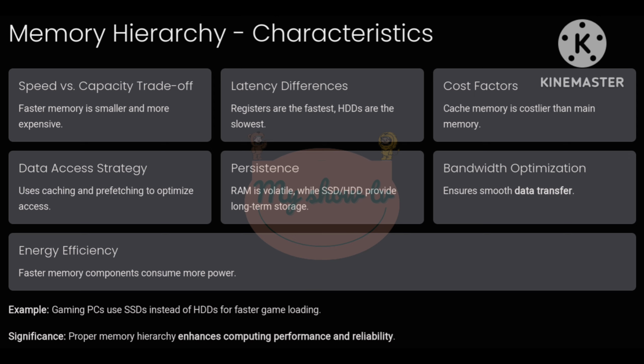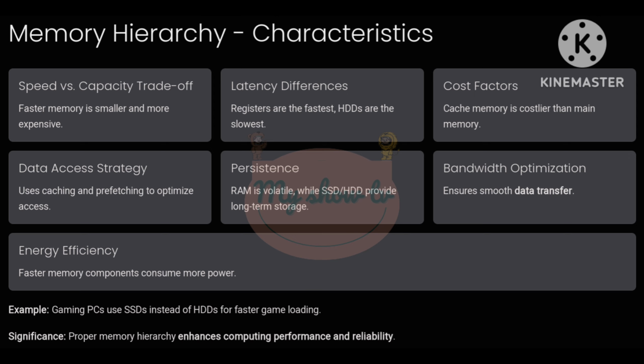Slide 2. Memory hierarchy characteristics. Each level of the memory hierarchy has unique characteristics that affect computing performance. Let's explore some of the key features. 1. Speed versus capacity trade-off. Faster memory, like cache, has lower capacity, while slower memory, like HDD, offers higher storage.